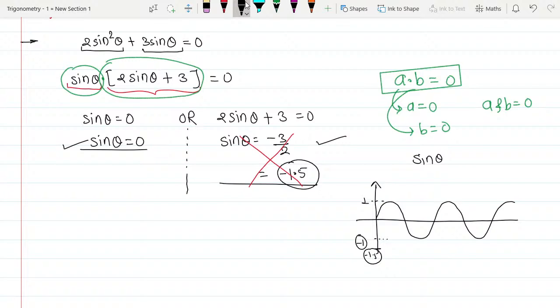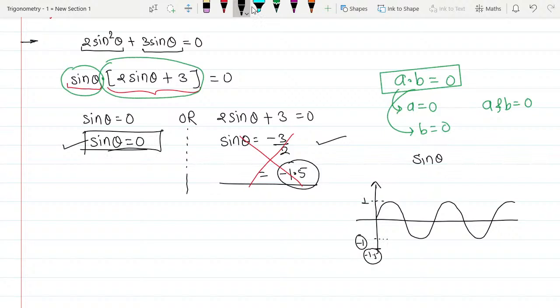You will not go beyond minus 1, and you will not go below minus 1. Okay, that's why this minus 1.5 is invalid. Yes, great Shalaka. Okay, so what is valid then? This is what we get as the valid one: sin theta is equals to 0.